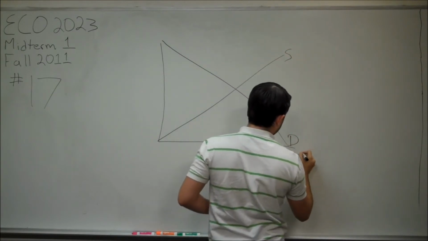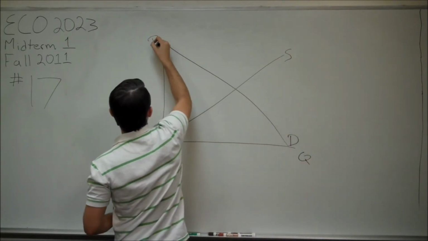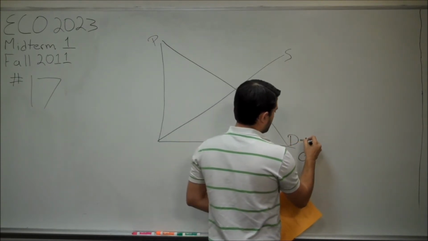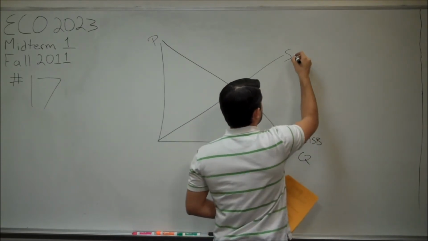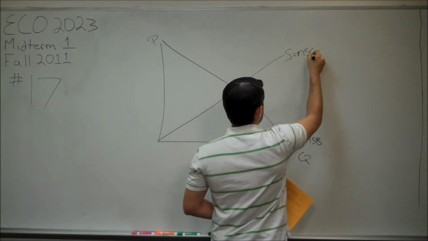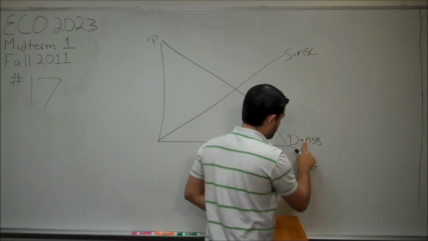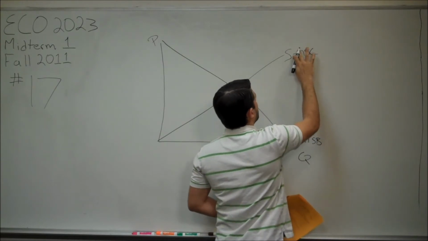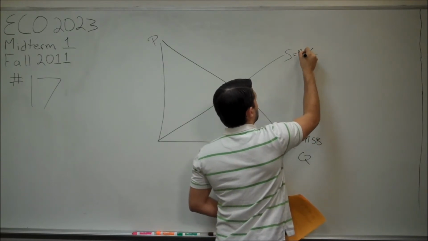And we have to remember that the demand curve equals the marginal social benefit. The supply curve equals the marginal social cost. That's something that you should always keep in mind, because remembering that will benefit you.